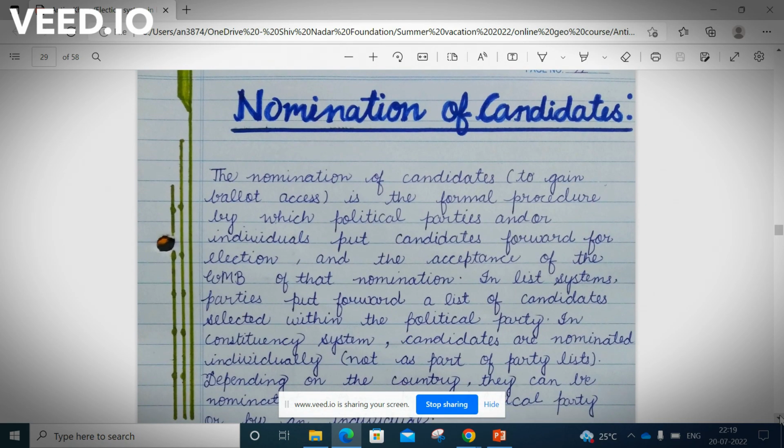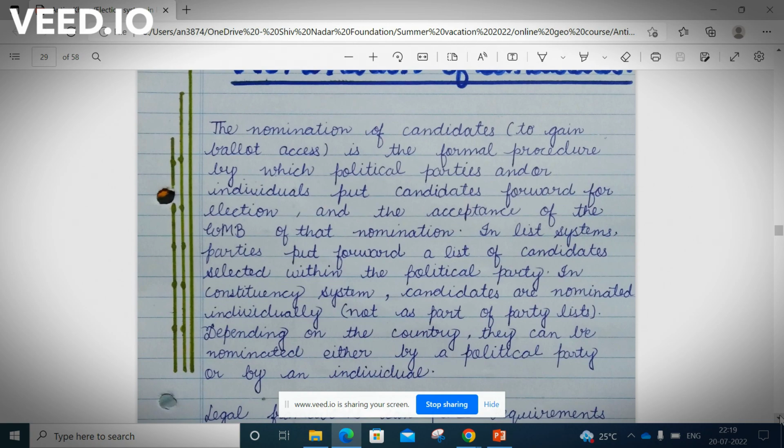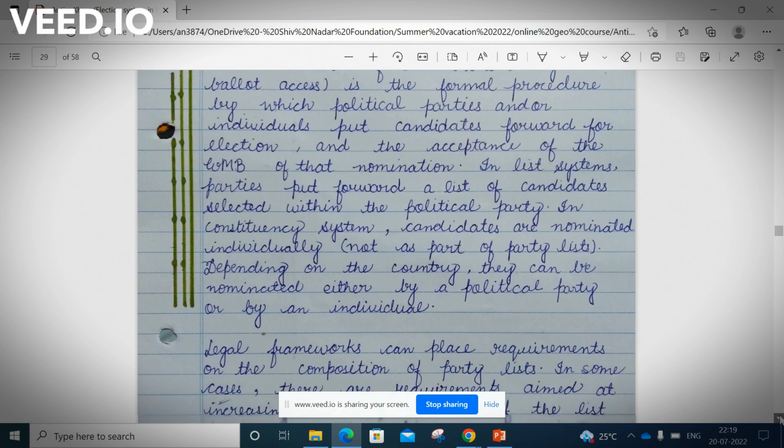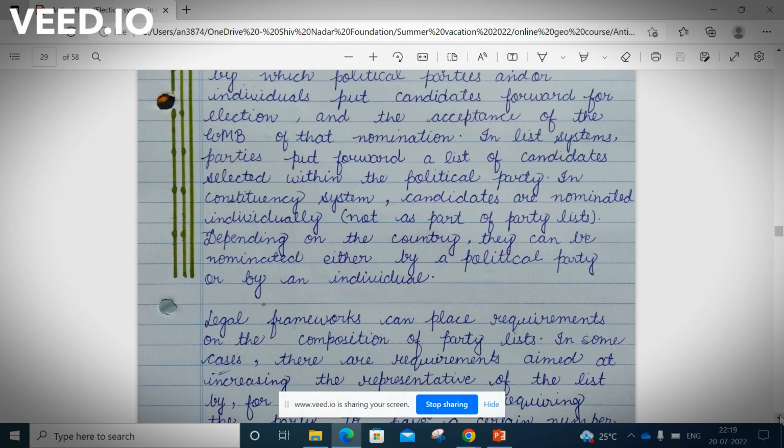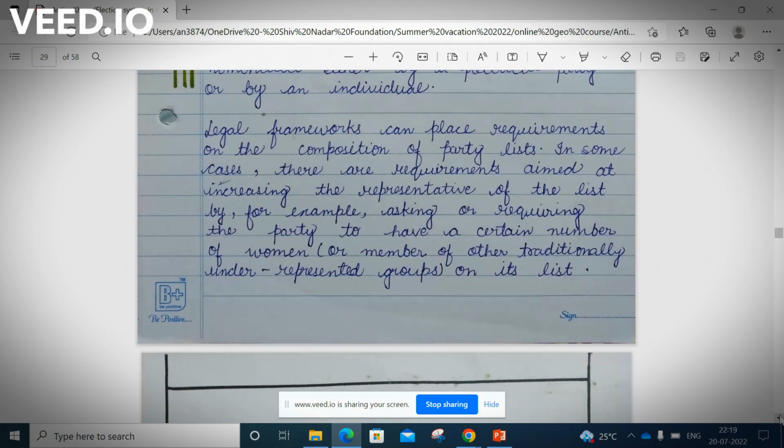So, nomination of the candidates. The nomination of the candidates is the formal procedure by which political parties and or individuals put candidates forward for election, and the acceptance of that nomination by the EMB. In the list system, parties put forward a list of candidates selected within the political party. In some cases, there are requirements aimed at increasing the representativeness of the list, for example, requiring the party to have a certain number of women on its list.